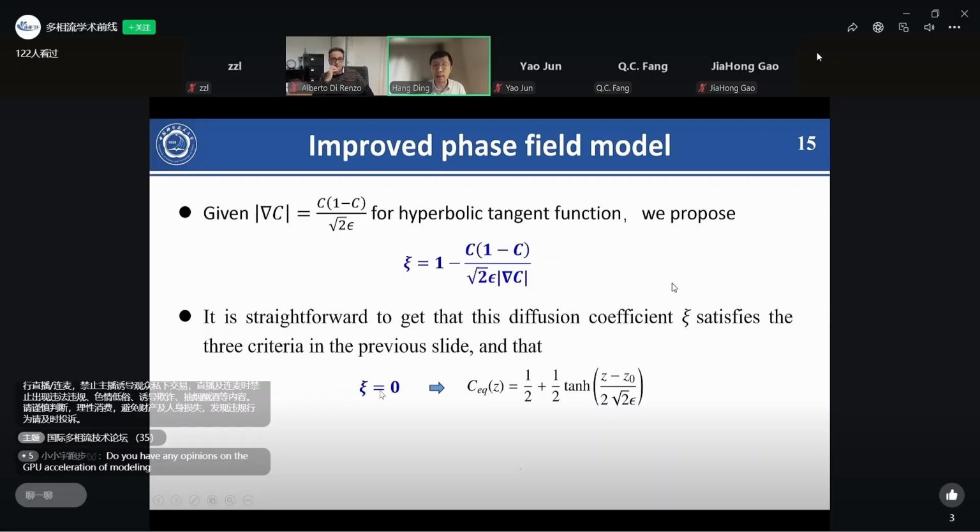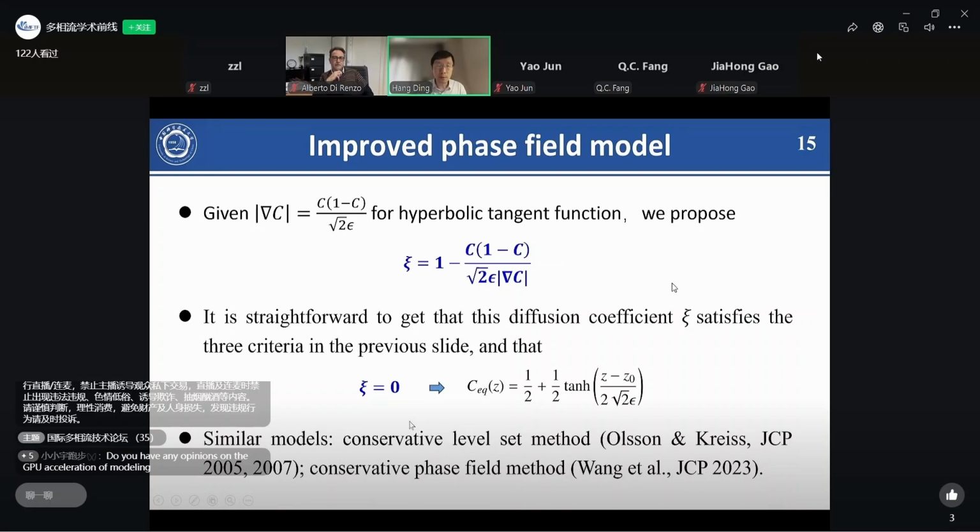Then where zeta equals 0, it's naturally to have this hyperbolic tangent profile of the interface. That's the interface at equilibrium. It's quite straightforward here. Actually, similar models like this have been proposed previously. I gave a list here.